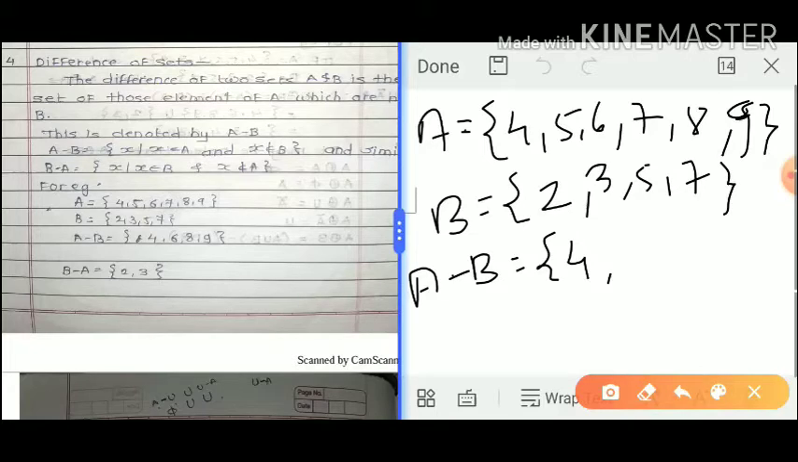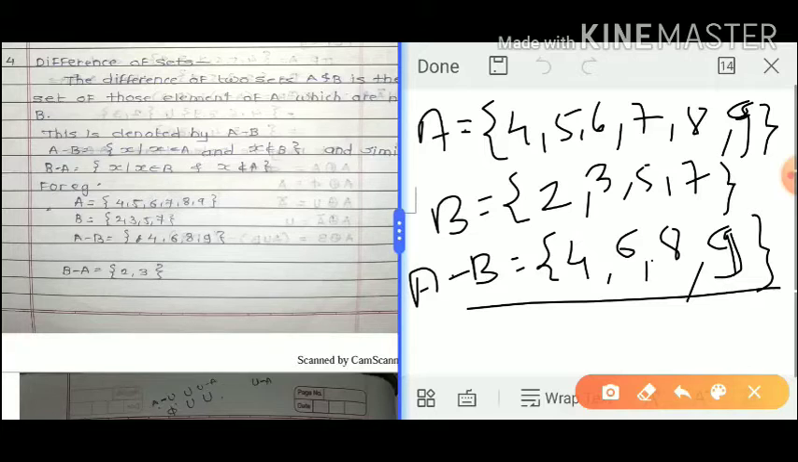Next, 5 is an element of A which also belongs to B, so discard it. Next, 6 is in A but not in B, so write it down in the difference set. Next, 7 is also a member of B. Next, 8 belongs to A but not to B, so we consider it in the difference set. Next, 9 is in A but not in B, so write down 9. So this is the difference A minus B.